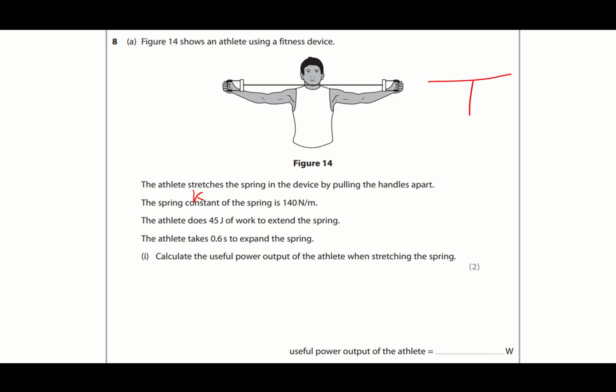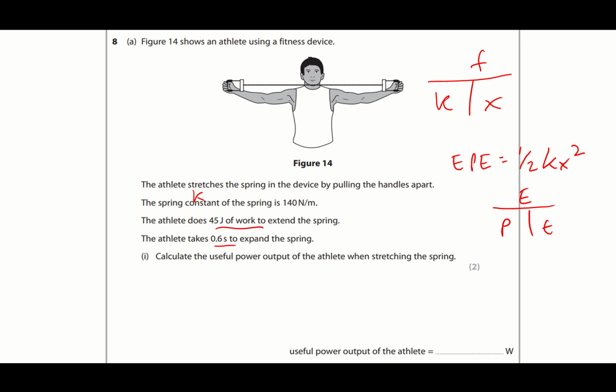And I'm just going to get any formulas I might need. So that's F = kx. I also might need the elastic potential energy equals half kx squared. They've got some work here and a time. So work and energy are both measured in joules. So it looks like I might need my P = E/t formula, energy, time.